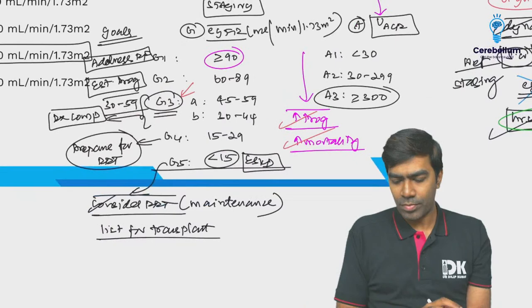Slowly, he had a very eventful course. We did so many things. He was in the hospital for almost 13 days and slowly his creatinine started recovering. Urine output initially was completely oliguric, in fact anuric. We started renal replacement therapy. He underwent maybe 5 to 6 sessions of dialysis for renal replacement therapy because it's an acute kidney injury.